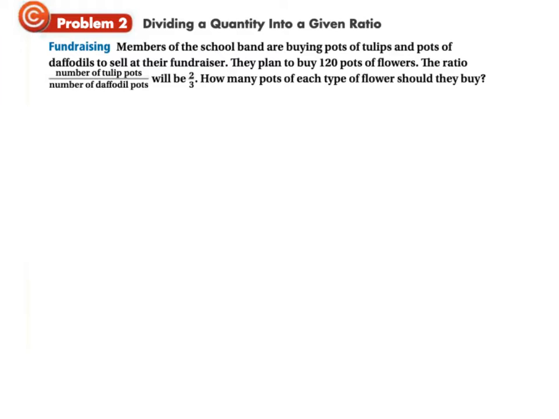Now let's take a look at what's going on with something like this. This is a word problem. Members of the school band are buying pots of tulips and pots of daffodils to sell at their fundraiser. They plan to buy 120 pots of flowers total, but the ratio that they want is the number of tulip pots over the number of daffodil pots will be 2 to 3. How many pots of each type should they buy? This is an interesting problem that once you see what to do here, you should keep it in mind.